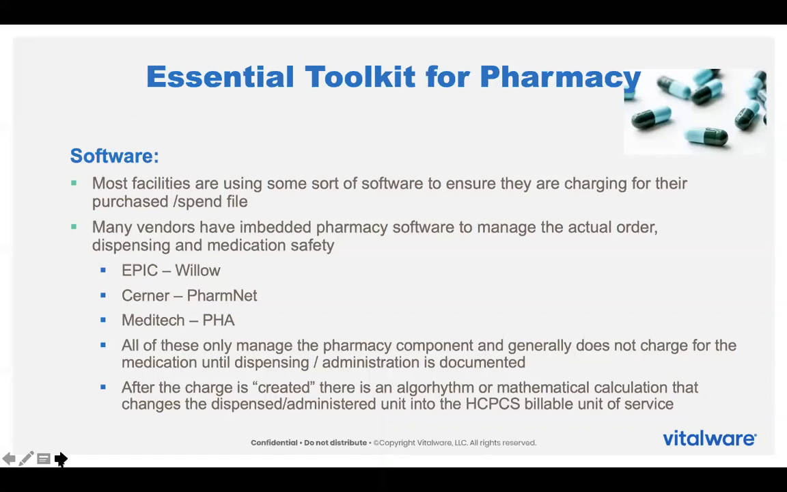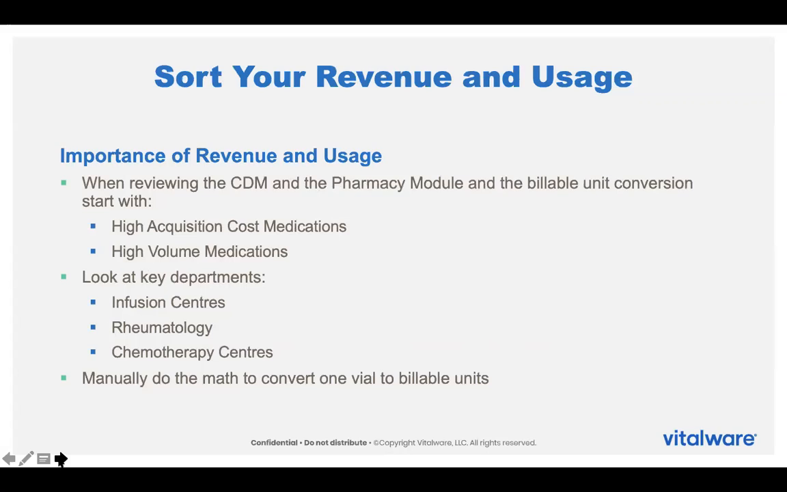After the charge is created, there's a mathematical algorithm that converts it from a dispensed and administered dose over to the HCPCS code. So the importance of the revenue and usage then becomes, I ordered 100 units of this and I've only billed for 1. But I see when I go back in my orders, I really have dispensed 100 units. So this is where your revenue and usage report really is key.